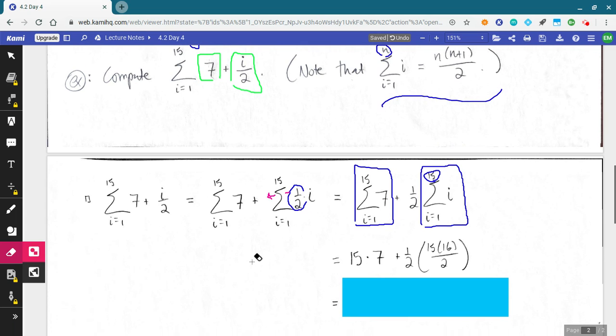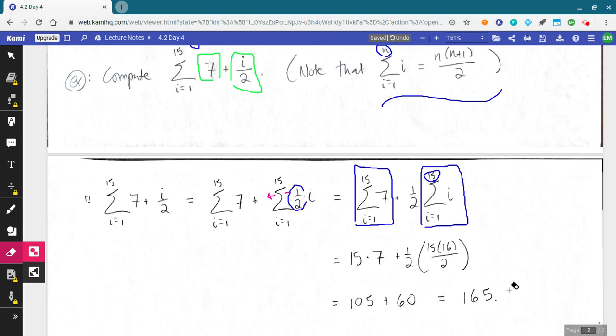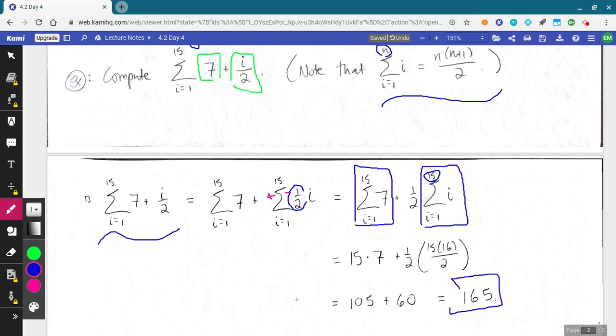15 times 7, right? Well, 10 times 7 is 70, plus 5 times 7, which is 35. And then over here, we get 2 times 2 in the denominator. That'll cancel with the 16, leaving just a 4. 4 times 15 is 60. Putting that together, 165 is the result of the sum that we have written in summation notation here.